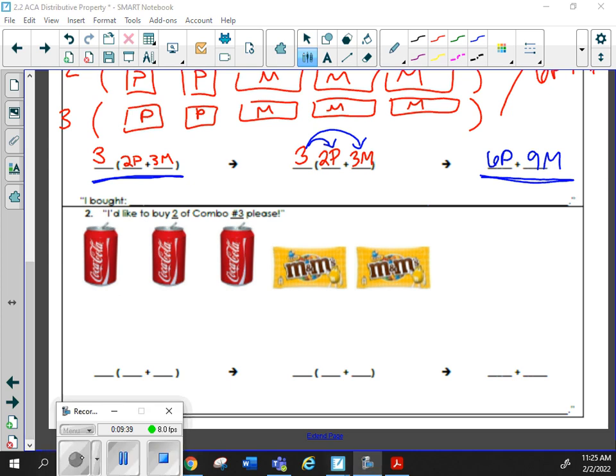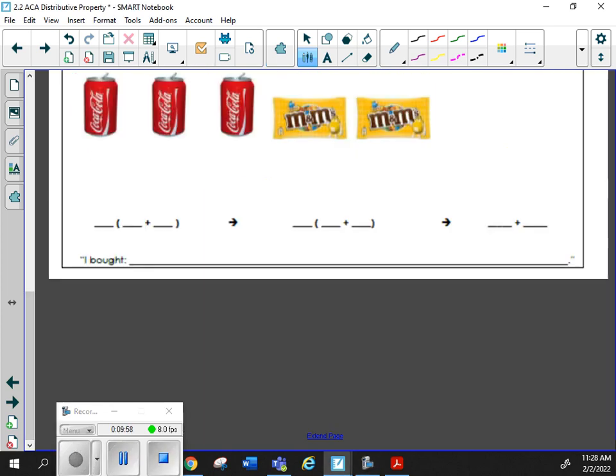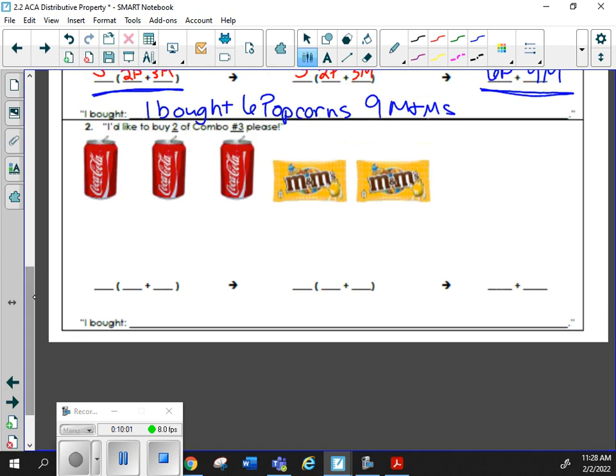Sorry, I forgot to do the I bought. So on this first one, I bought 6 popcorns. Not 12. Not on this one. And 9 M&Ms. Ooh, that's a big deal. All right, so, Lana, you're doing it right now. What you get? 6 Coke, 4 M&Ms. Do y'all agree?